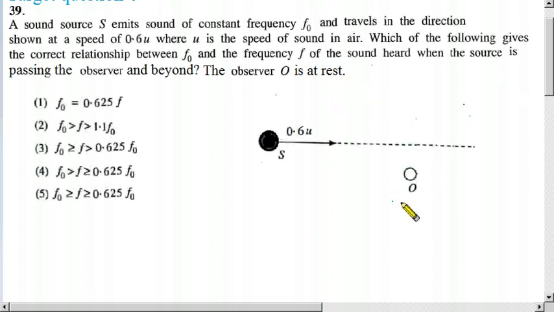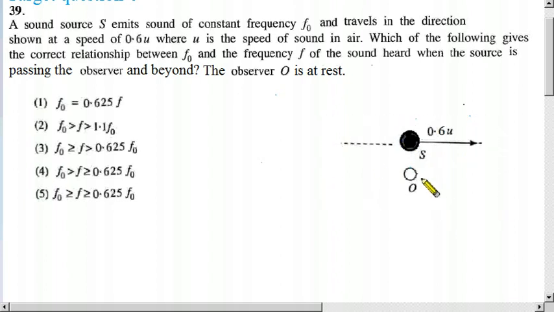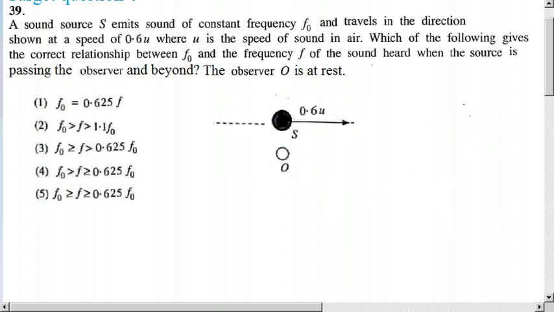So now the observer is stationary, the source is moving. What they ask is the frequency when the source is passing the observer. When the source is passing the observer, meaning at this point, the observer doesn't feel any velocity because it is not moving away from the observer or towards the observer. It is moving perpendicular.